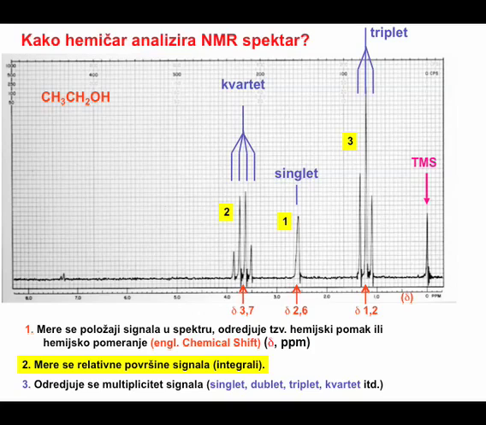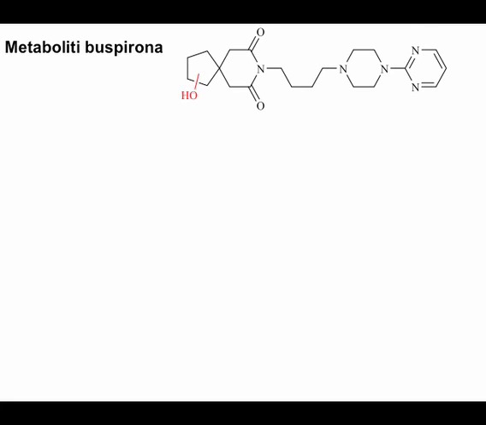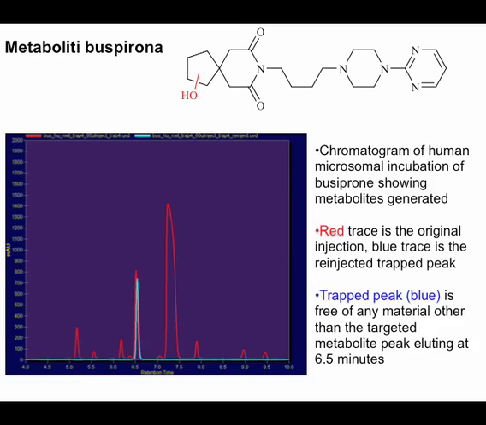On the basis of the multiplicity of signals, we can say whether this is CH2 or CH3 relative to the oxygen. So why do we need all this? This is a brief introduction to the NMR.